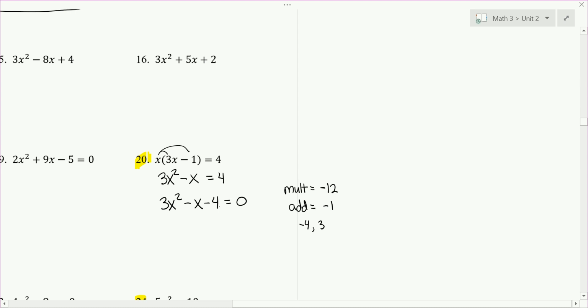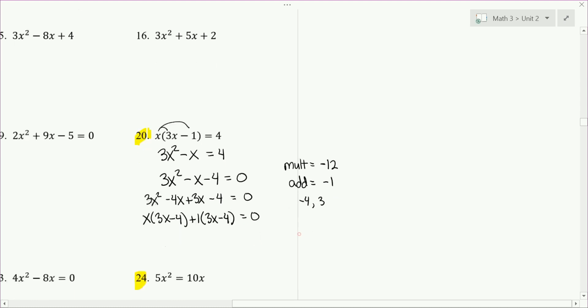So remember, this splits it from 3 terms to 4 terms. First term stays the same. Middle term, negative 1, splits to negative 4 and positive 3. And the last term stays the same. Then we factor by grouping. The first two terms, you can factor out an x. You're left with 3x minus 4. The last two terms, you could factor out a 1 only. You're left with 3x minus 4 again.